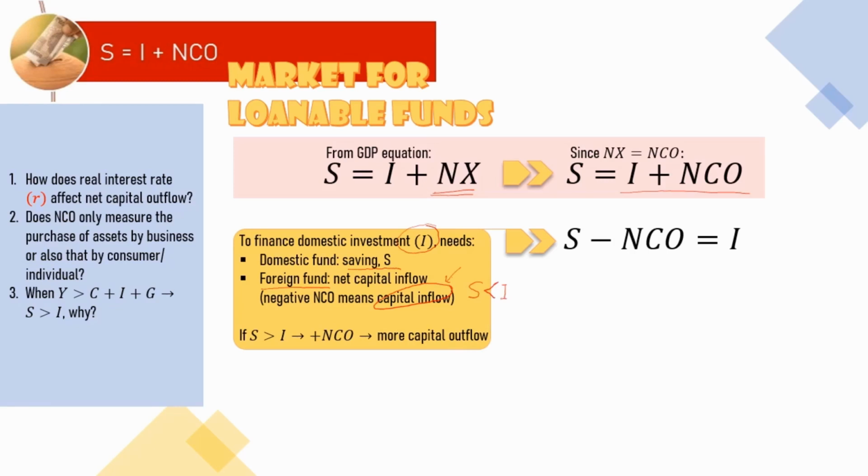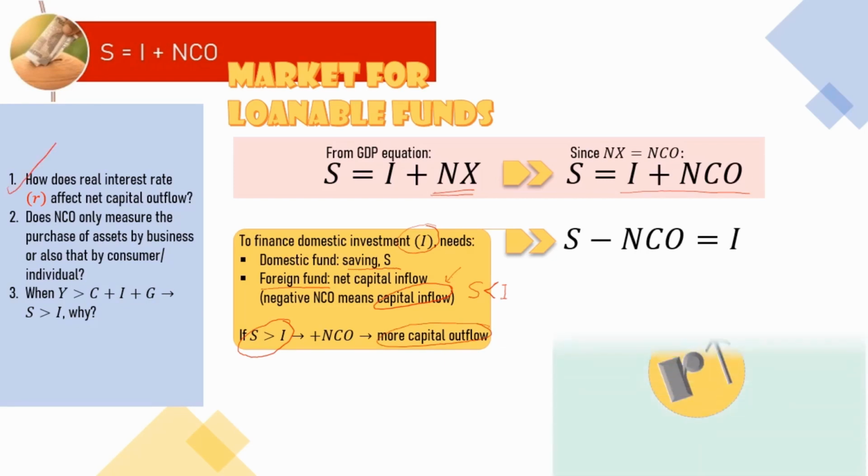What if saving is bigger than the investment? Well, we now have excess funds in our economy. The funds that are not absorbed domestically will go abroad. People buy more foreign assets, resulting in more capital outflow. Now, how to answer the first question?